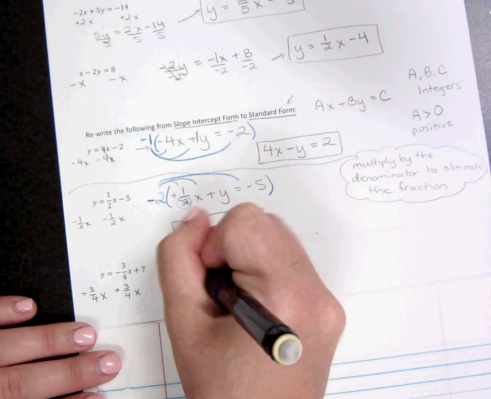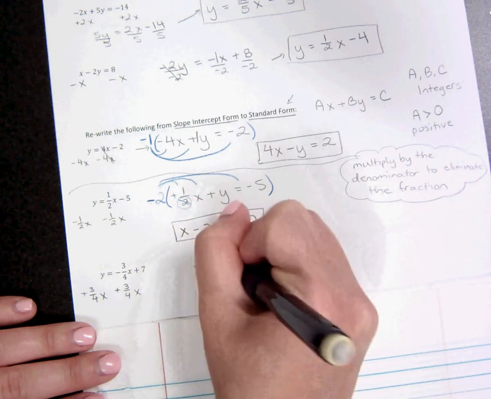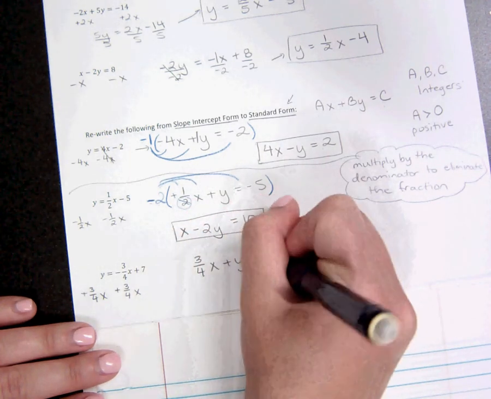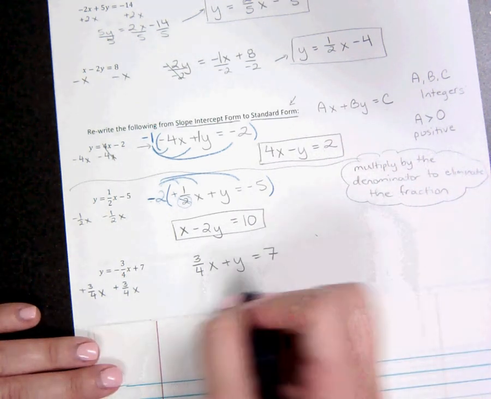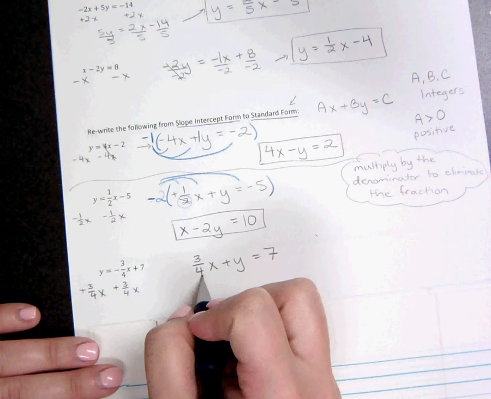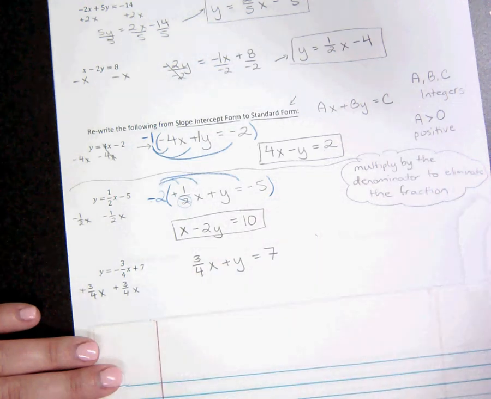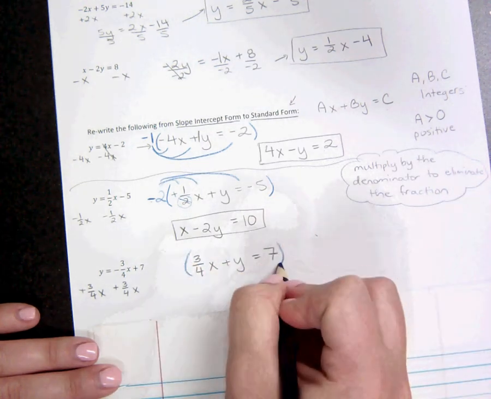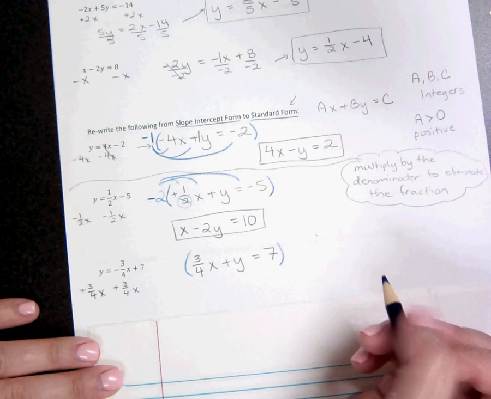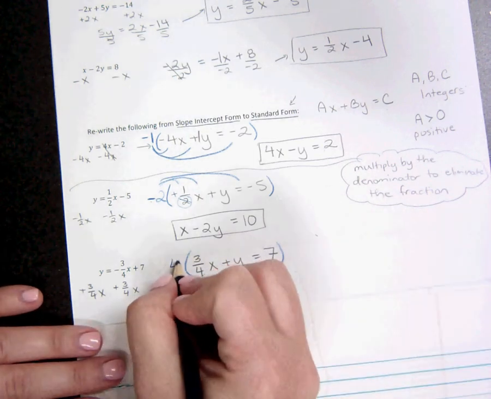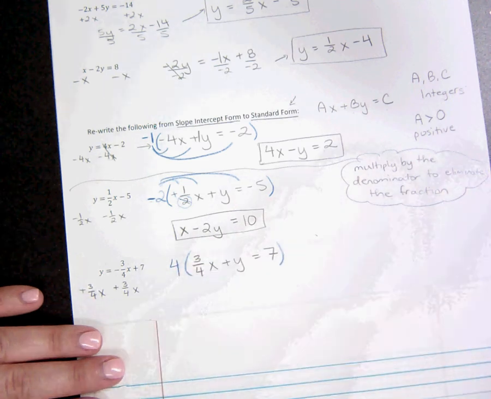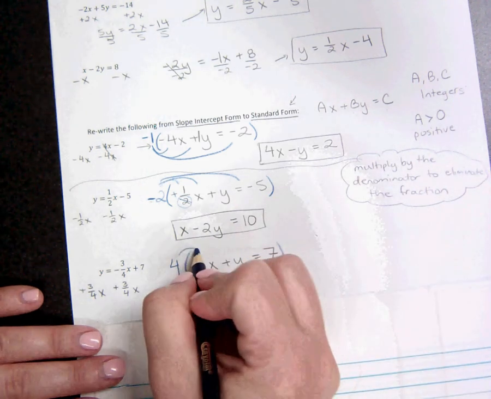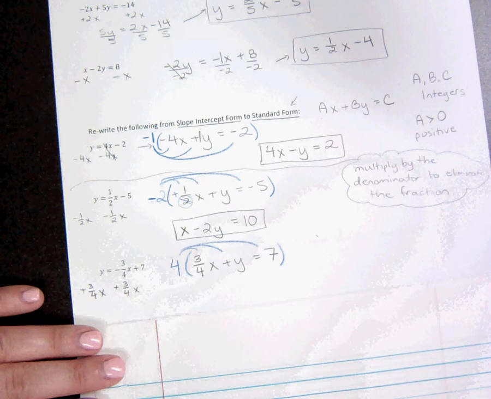That's going to give us 3/4 x plus y equals 7. All the coefficients are positive. The leading coefficient is positive, but it's not an integer. So we're going to take the whole equation, and again, a different color is helpful here. We're going to take the whole equation and multiply by the denominator. Whatever the denominator is of the fraction, the whole equation gets multiplied by that. And everybody gets multiplied by 4.